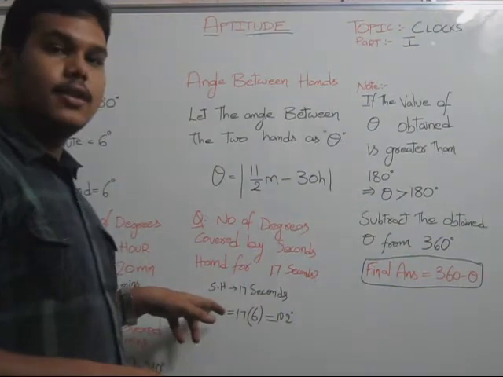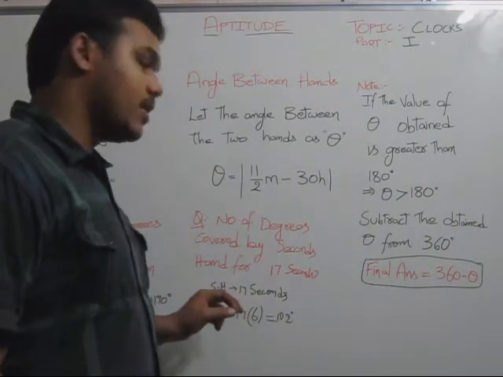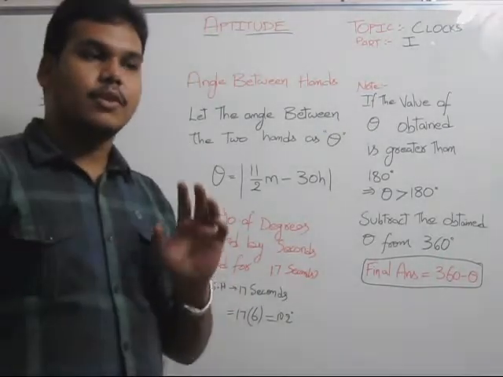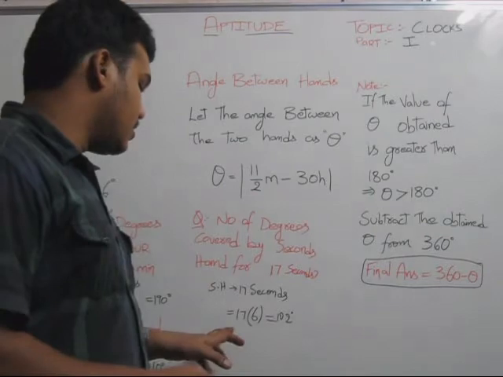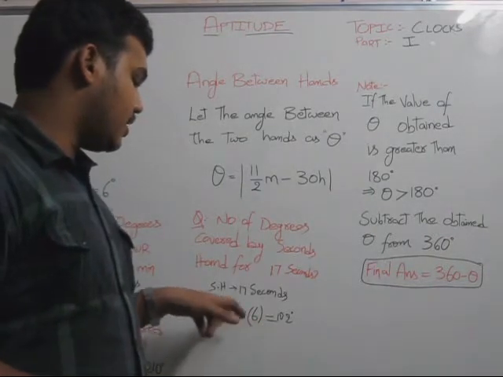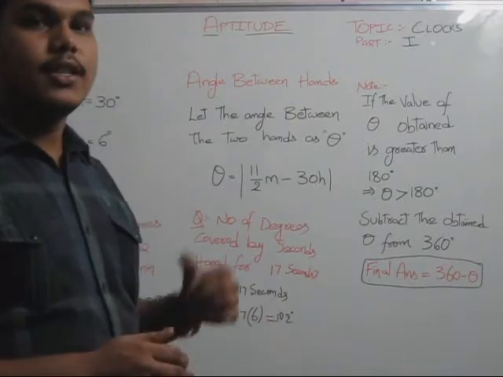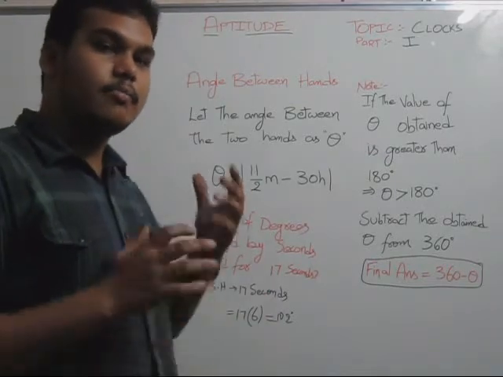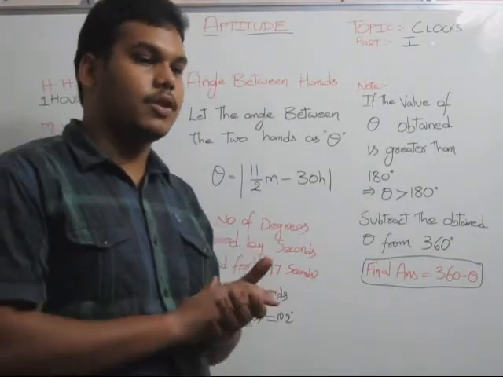The given time period is 17 seconds. We know that the number of degrees covered by a second hand in 1 second is 6 degrees. Simply multiply this 17 by 6 and we obtain the answer as 102. These are the basic, simple types of questions that can be asked from the clock.